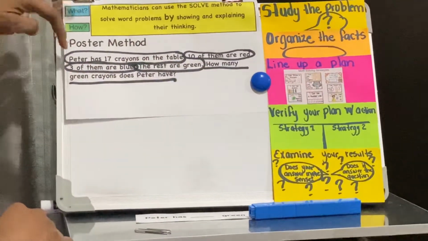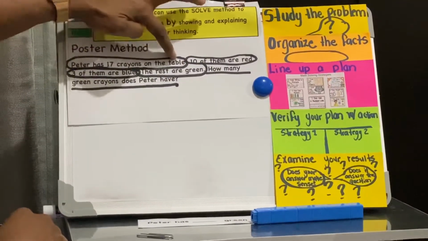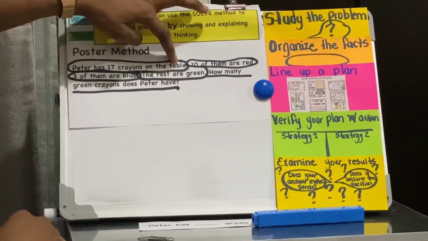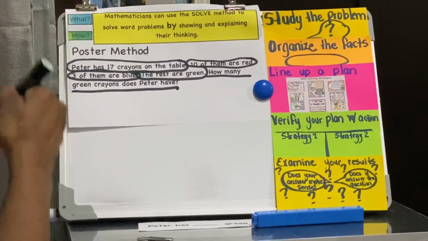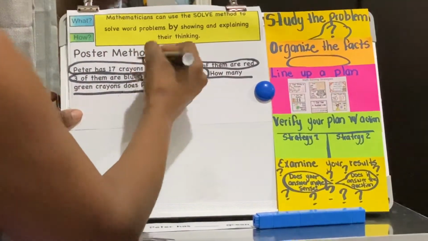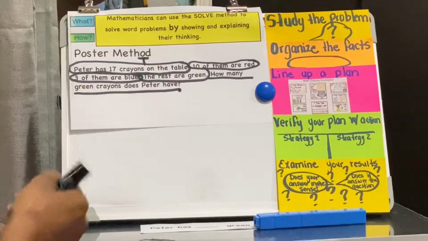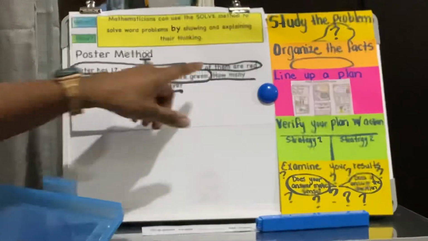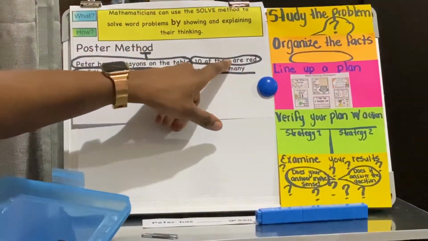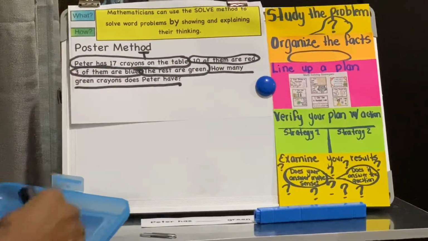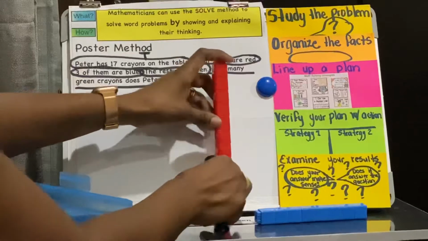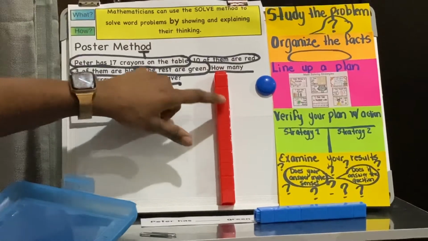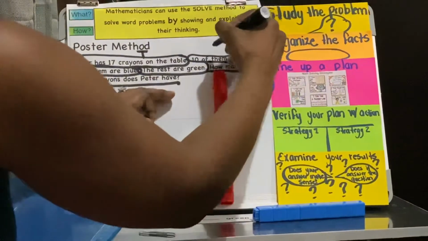The problem is asking me to find how many green crayons Peter has. So, let's see. Peter has 17 crayons on the table. What do you think that represents? 17 crayons on the table. I'm thinking it represents a total, because it says that he has 17 crayons on the table. 10 of them are red. So I know I can take out 10 objects to represent the 10 red crayons. Let me double check that I have 10. 1, 2, 3, 4, 5, 6, 7, 8, 9, 10. This is a part.